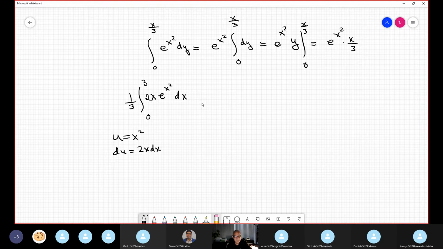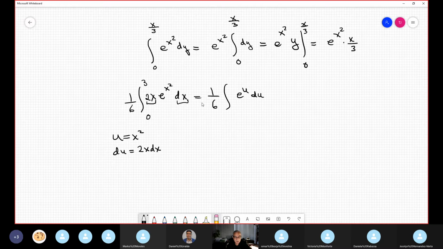I include a 2 here because I know that 2x and the dx together is the du. But in order to not affect the integral, you multiply artificially by 2 and divide by 2. When you divide by 2, this 3 is not 3, it is 6, no? Because 2 times 3 is 6. So we have 1 over 6 integral. Now we have e to the u du. Wow, fantastic! Because 2x dx was du.